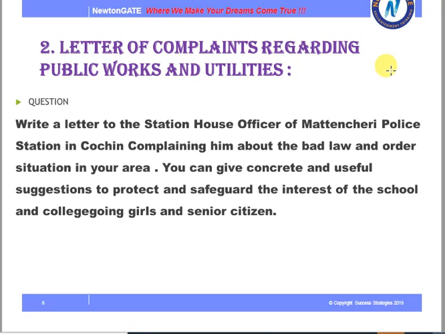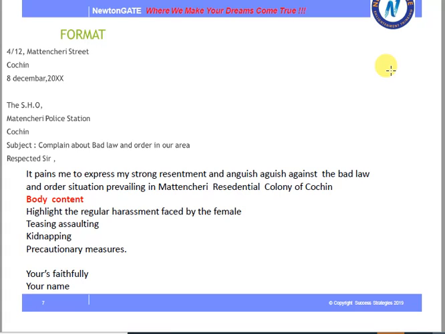Next, you can give concrete and useful suggestions to protect and safeguard the interest of school and college going girls and senior citizens. So in the question itself, I am getting some hint of what I have to write in the letter. This question you have to read very sincerely to get down the points. Next, the format. Again the same, left alignment is followed. Matincherry Street, Cochin, these are given. Only you have to generate one address of your own.